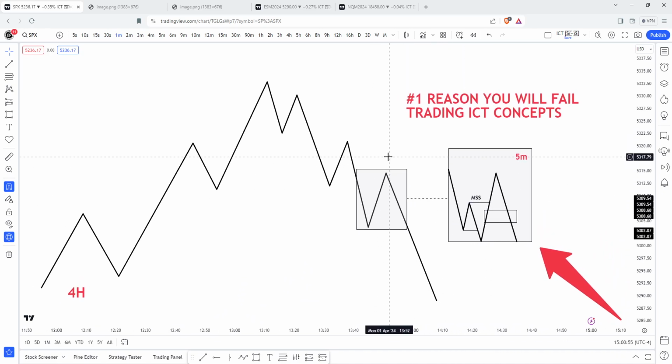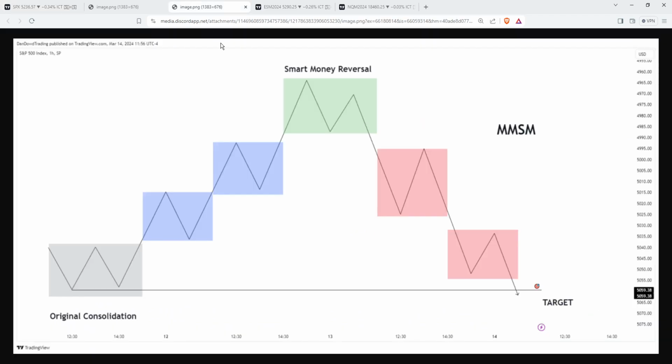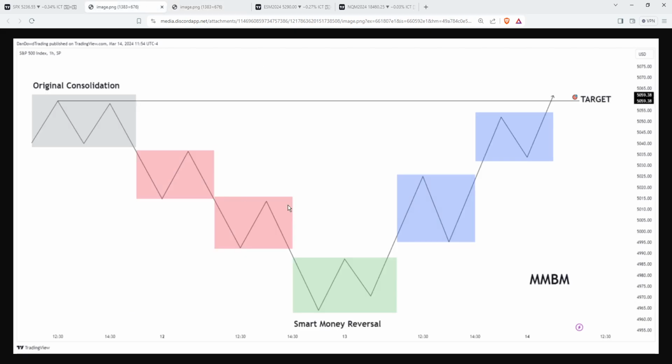Okay, and the reason that is because let's say that this is a 4-hour time frame. Okay, this is a higher time frame market maker sell model. If you don't know what a market maker sell model is, this is what it looks like in a schematic. I'll move my mouse so you guys can screenshot this if you'd like. This is the ICT market maker sell model. This is the ICT market maker buy model.